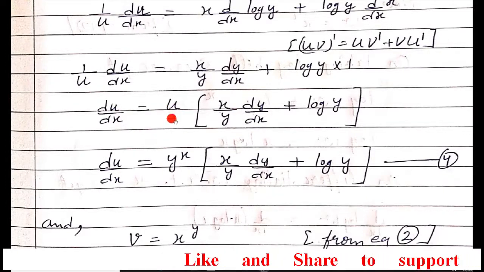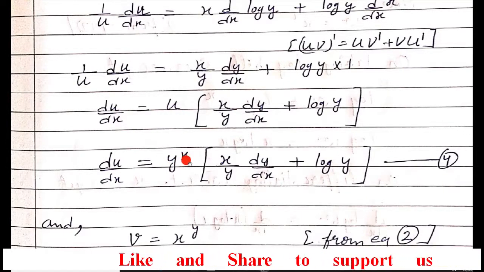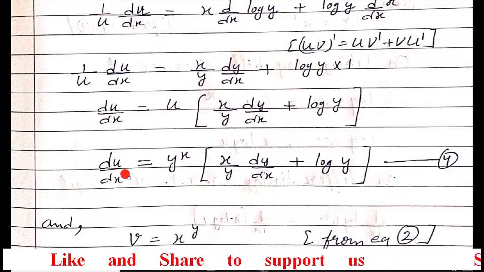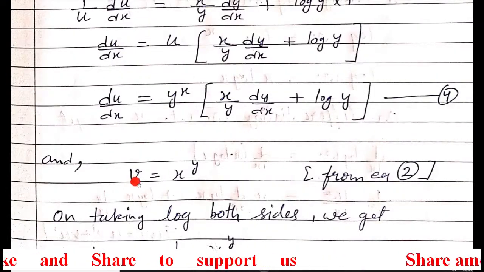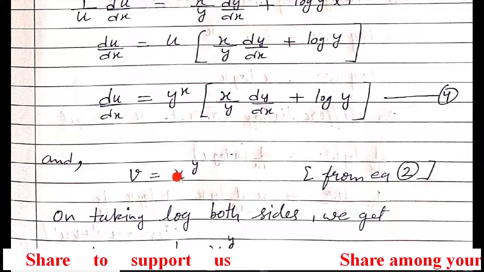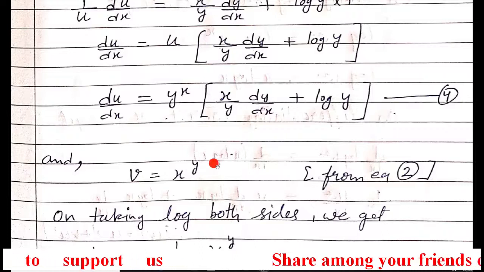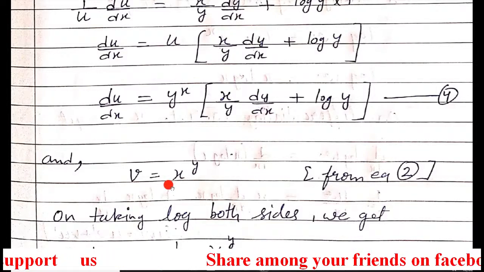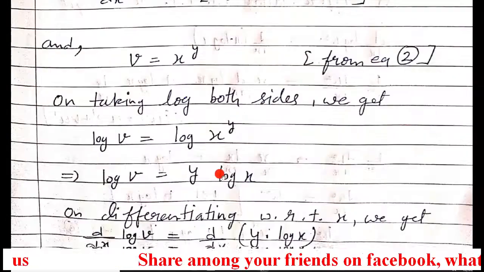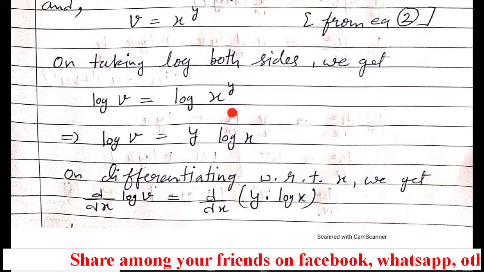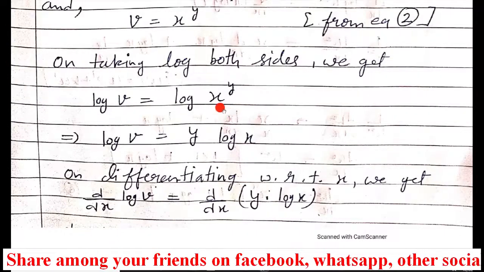Now what is u? u is y to the power x, replace it again. So this is the value of du over dx. Now we want dv over dx. So the v value which we had assumed is x to the power y. You can see equation second. So again it's the implicit function. So take log in both the sides, in the same way how we calculated in the previous steps.